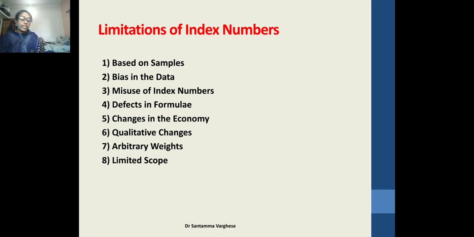Misuse of index number, that we have given. Then defects in formula: the formulas have certain defects. Then changes in the economy: the economy is not stable, it changes accordingly. And quantitative changes. Arbitrary weights are assigned to the different commodities, made arbitrarily, and the scope is limited.